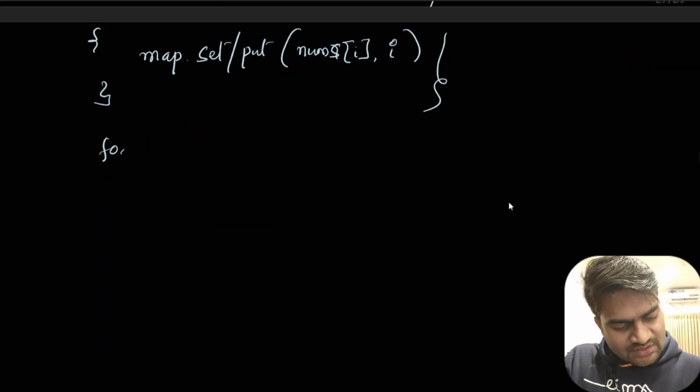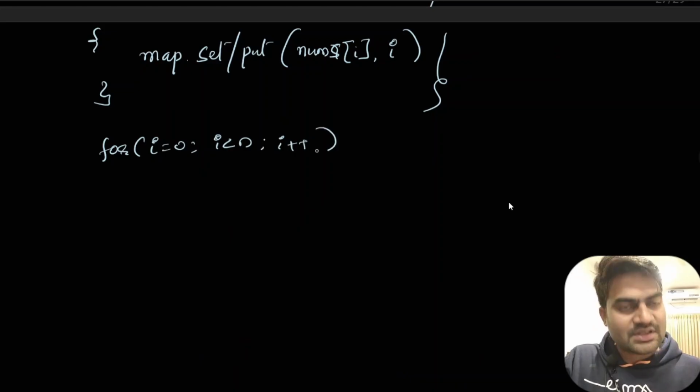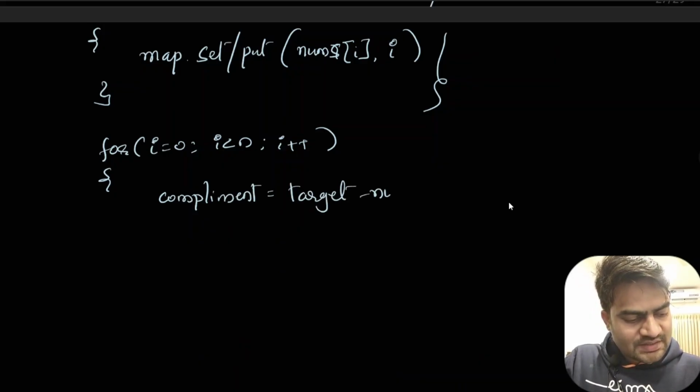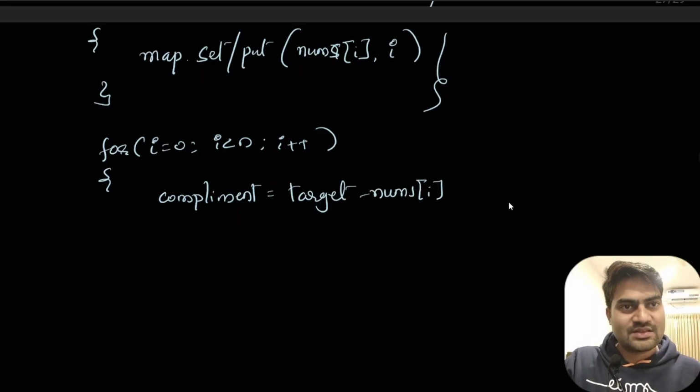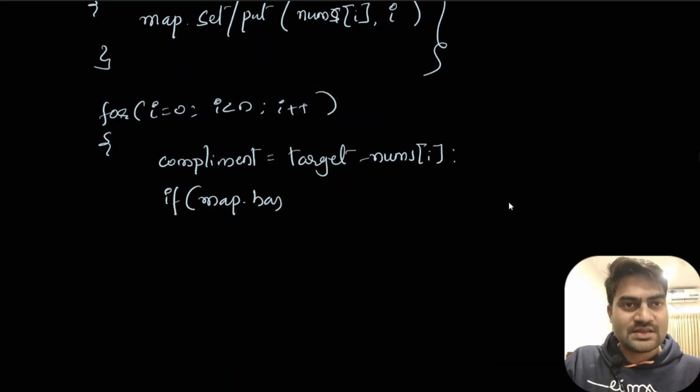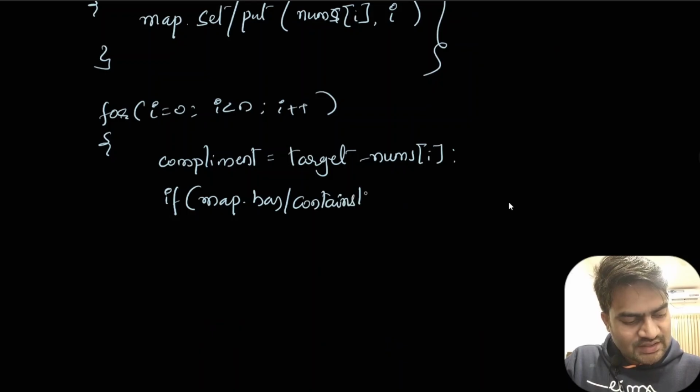Next, for loop i equal to 0, i less than n, i plus plus. Now I will say my complement equal to target minus nums of i. This way I will find my complement, and after that I will check if my map has or contains key, so I will pass the complement.